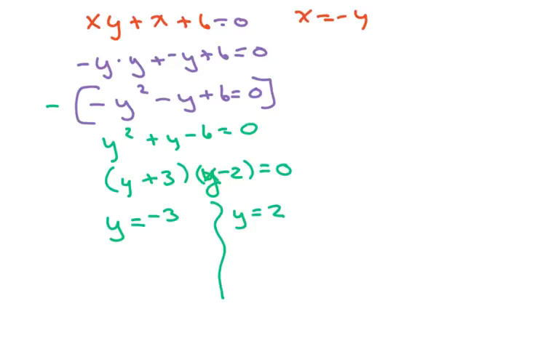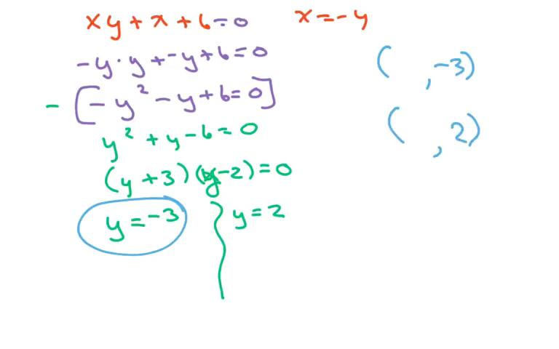So now that I have that, I know that I have two solutions here: y is negative 3 and y is 2. So plug it back in, plug in negative 3 back in, and solve for x. And when you plug in negative 3, you get x is 3. And when you plug in 2 back into this, you get x is negative 2. And that's your two solutions.